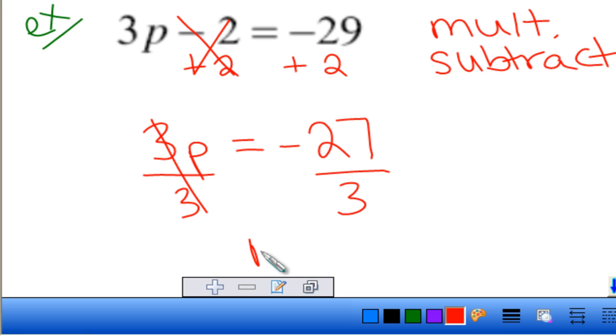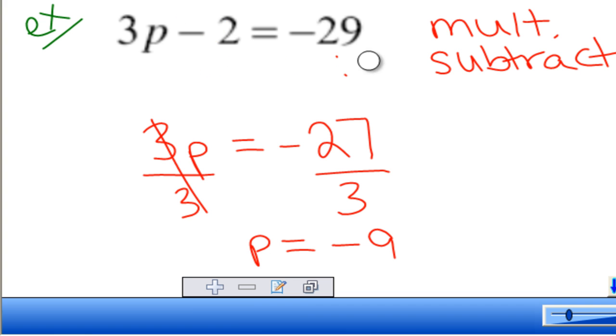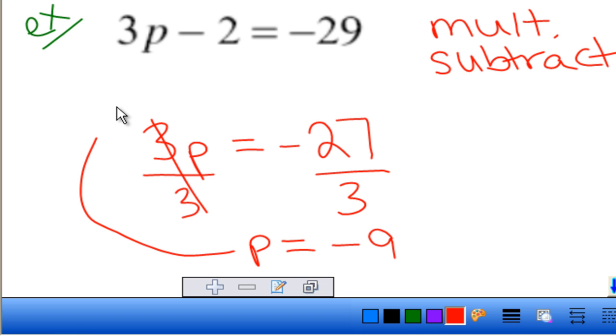Those cancel. You're left with p equals, what's a negative divided by a positive? A negative, and what's 27 divided by 3? 9. So let's take this and plug it back in. What is a positive 3 times a negative 9? Negative 27. What's negative 27 minus 2? Negative 29. So we're good.